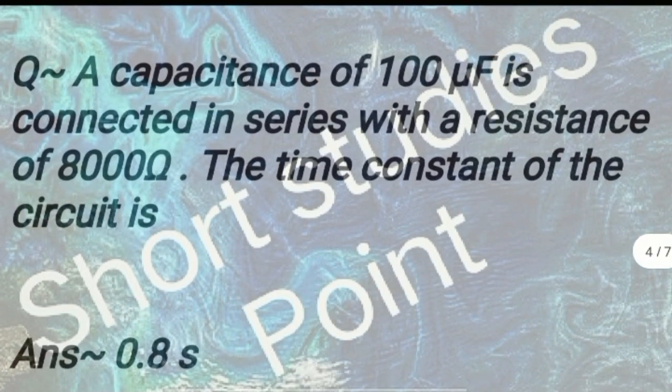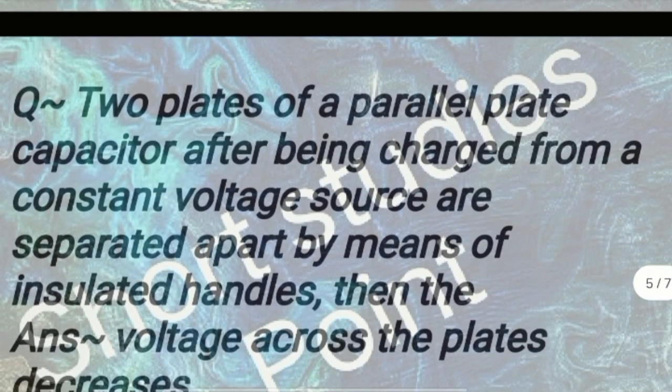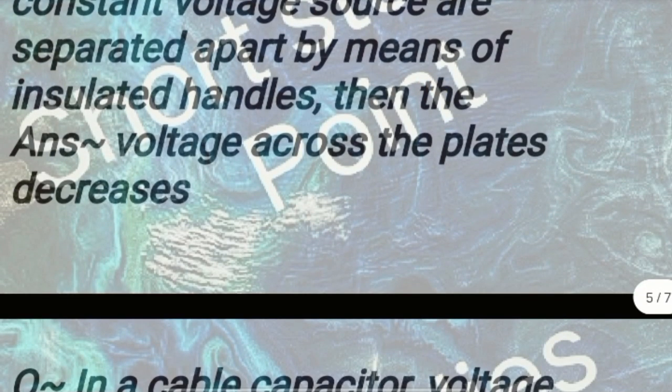Next question: A capacitance of 100 microfarad is connected in series with a resistance of 8000 ohm. The time constant of the circuit is? Answer: 0.8 second. Next question: Two plates of a parallel plate capacitor, after being charged from a constant voltage source, are separated apart by means of an insulated handle. Then the? Answer: Voltage across the plates decreases.